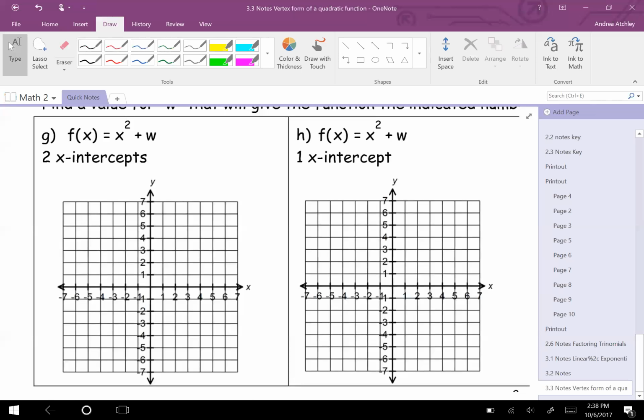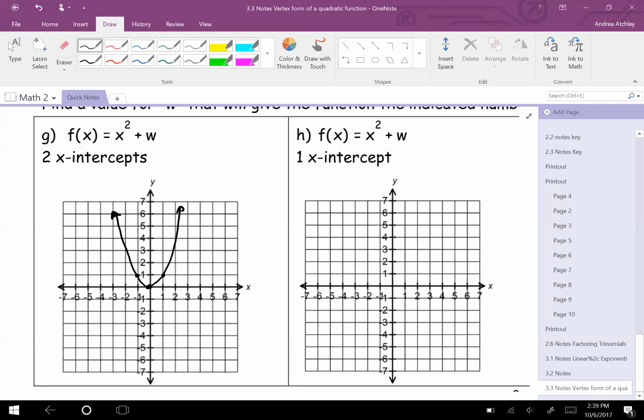Is it in the parentheses though? Oh, no, that's going to go up or down, okay? That W is going to change the Y value because it's outside the parentheses. If it was inside the parentheses, it would move it left and right. Does that make sense? Right now it's a plus W, but we can change it and plug in a negative W. So if I graph this, we're going to graph just the parent function. You don't need to graph this because we're going to fix it.